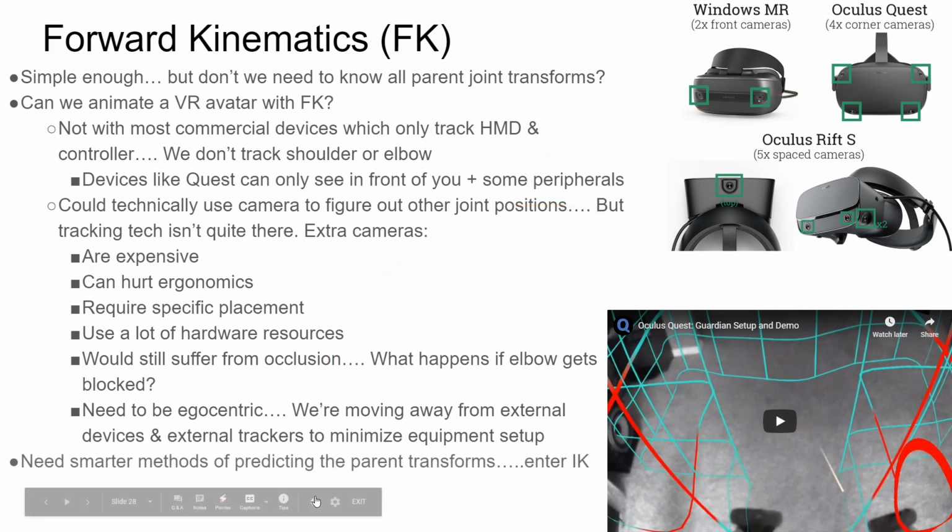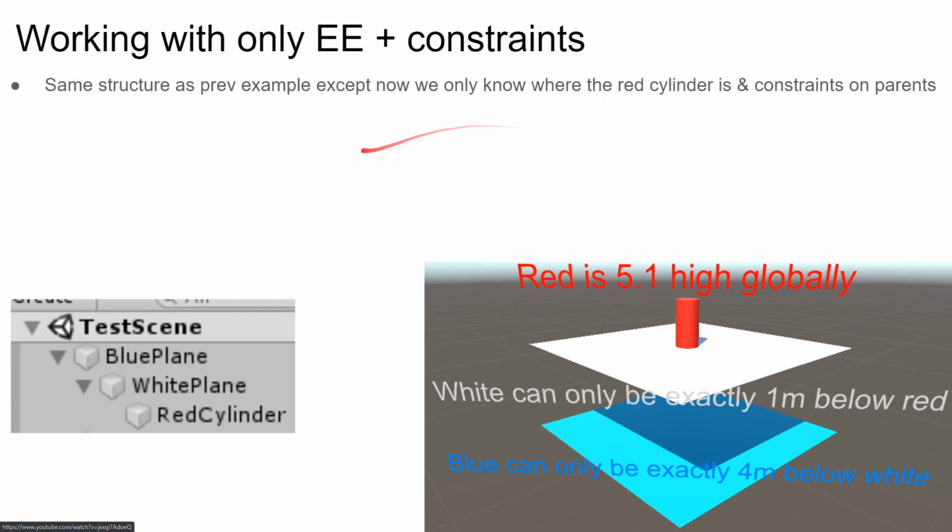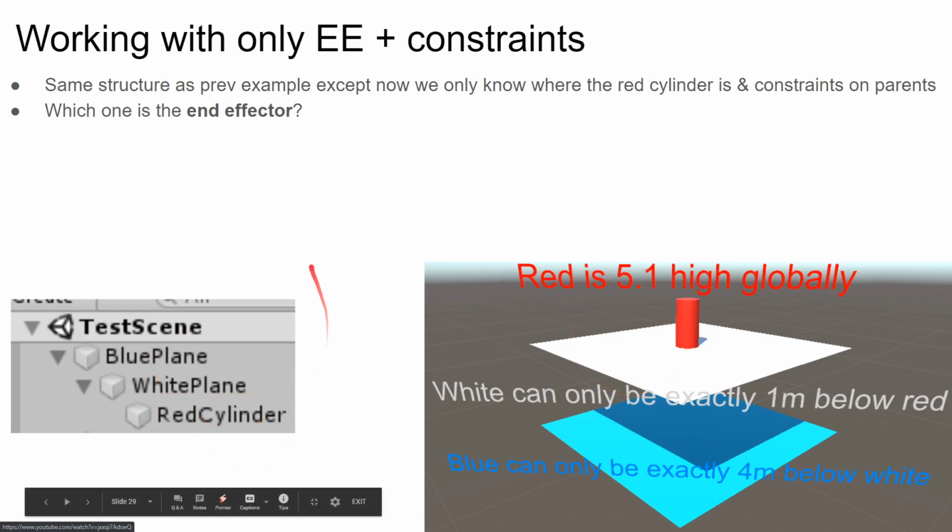So we're trying to make more Oculus Quest-like devices, which means that we need to stick to any kind of egocentric camera. So we need smarter methods of predicting the transforms of things that we don't immediately know from the tracking system, which is where inverse kinematics comes in. Let's say that we only know the end effector and its constraints on the parents. So for example, let's say that we have pretty much the same structure as before, except in this case we only know where the cylinder is, and we know the constraints on the parents. In this case, which one is the end effector? It is the cylinder itself, because that's the leaf of this tree structure.